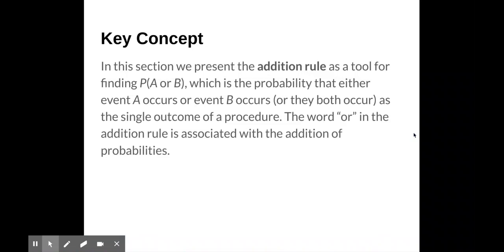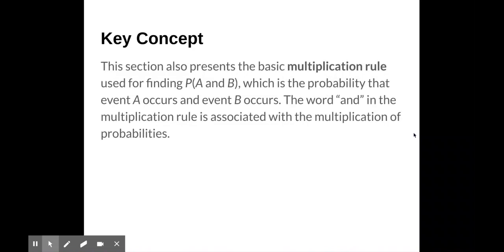Okay. The addition rule is a way that we can use to find the probability of event A or event B happening. And it's really important that we focus on that word "or." When we're finding the probability of A or B, that should raise a red flag in your head. Or means addition. Okay. And so we want to use that for the addition rule.